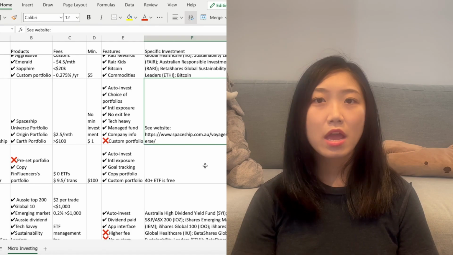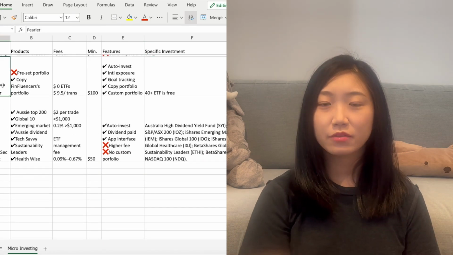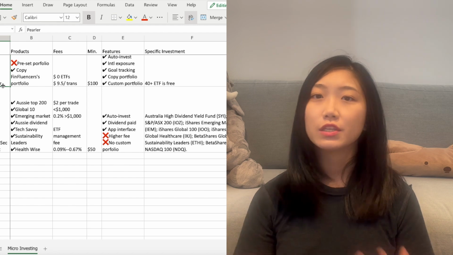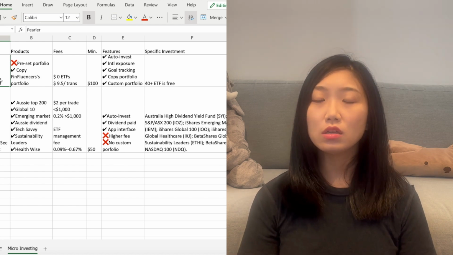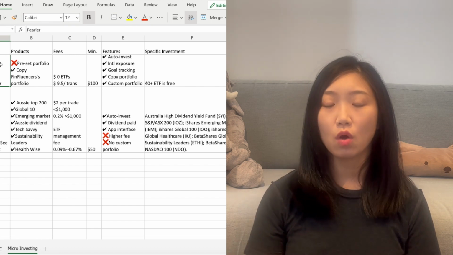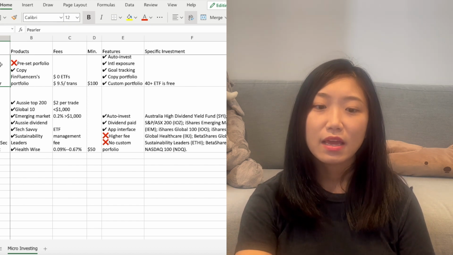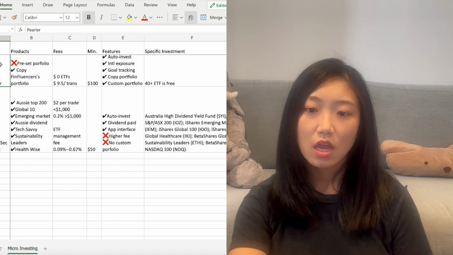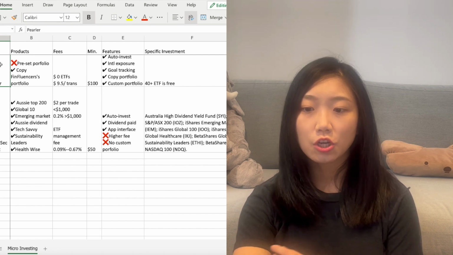The third one on my list is Pearler. Pearler is both a micro investing app from my point of view because it gives you a lot of exposure to ETFs, and it's also an online brokerage where if you want to buy individual stocks, you can do that as well. One of Pearler's philosophies is to invest for the long term, a share trading platform focused on long-term investment.